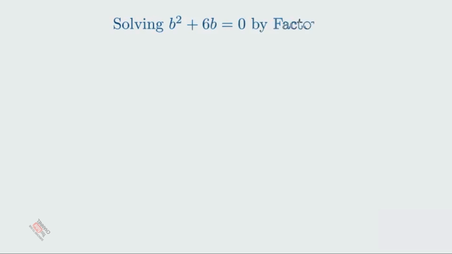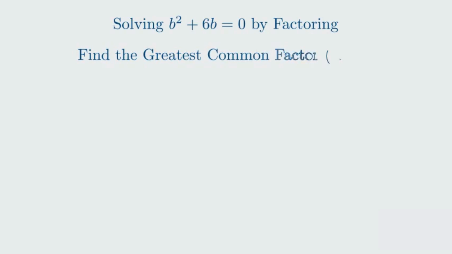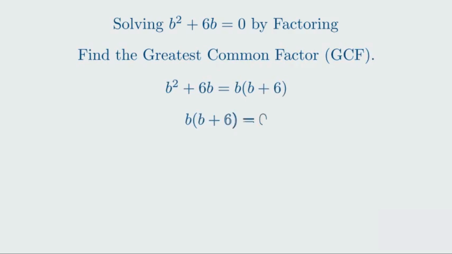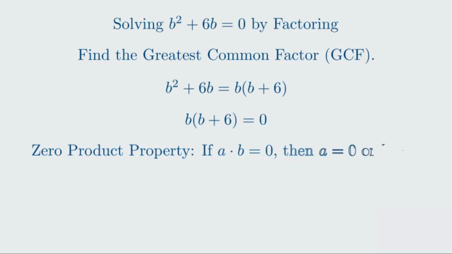Factoring means writing the expression on the left as a product of two or more terms. Notice that both b² and 6b have a common factor of b. We can factor out this common b. This gives us b times the quantity (b + 6) equals 0. Now we use a very powerful concept called the zero product property. It states that if you have two things multiplied together that equal 0, then at least one of those things must be 0. In our case, we have two factors, b and (b + 6), that are multiplied together to equal 0. Therefore, either b = 0 or the quantity b + 6 = 0.